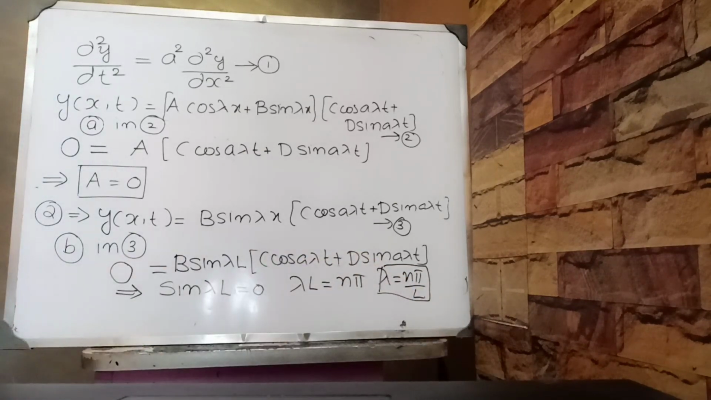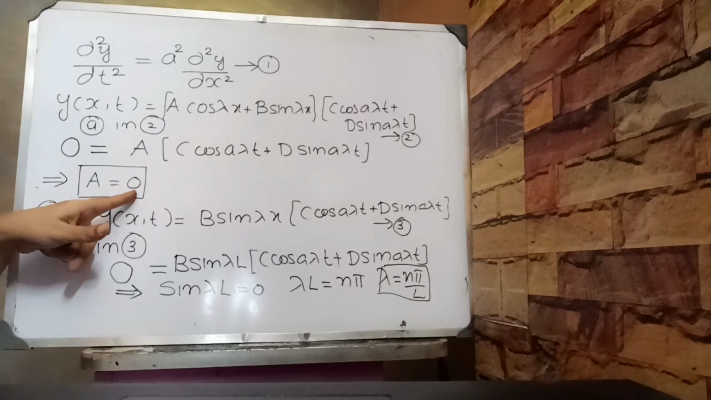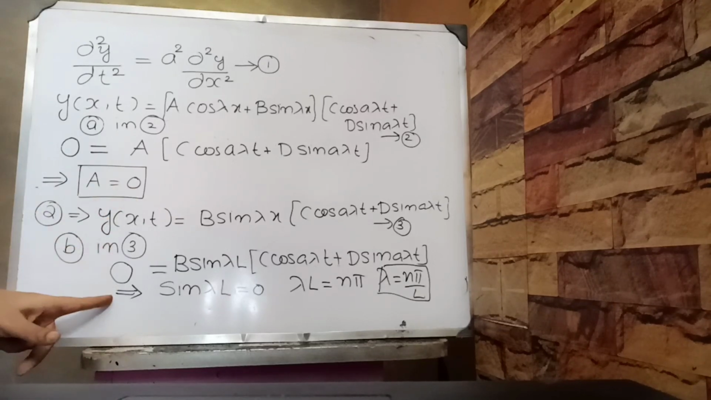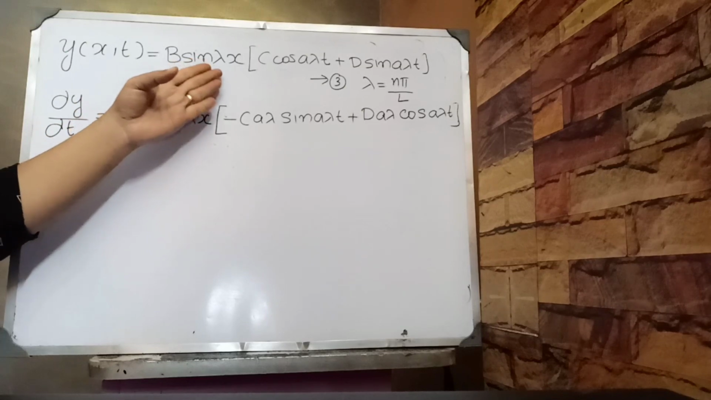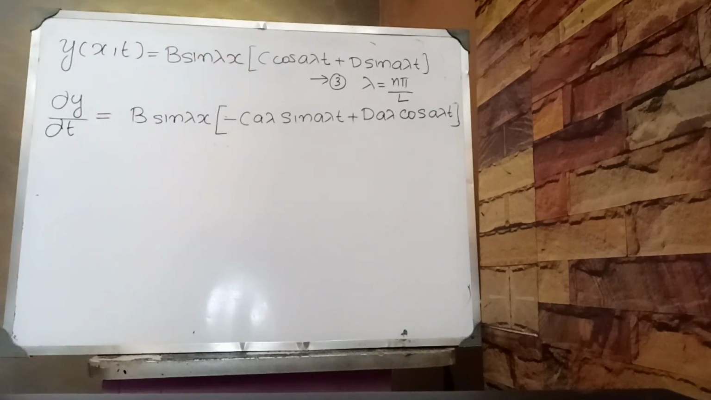So when you substitute the first boundary condition, you have the constant A equal to 0, and for the second boundary condition we get lambda is equal to n pi by L. So far we have y of x,t is equal to B sin lambda x into (C cos A lambda t plus D sin A lambda t). That is our equation number 3, where lambda is equal to n pi by L.